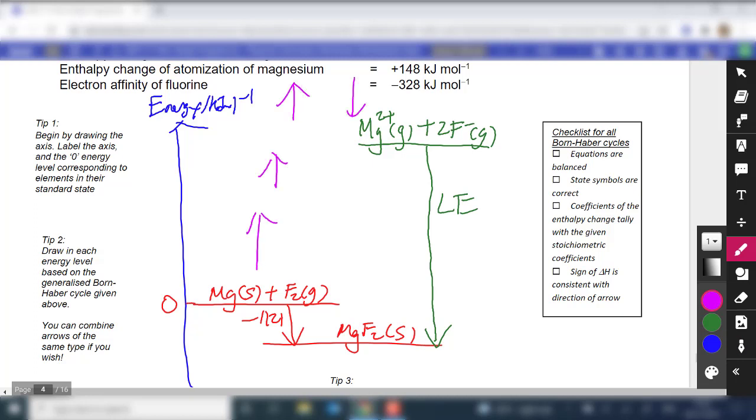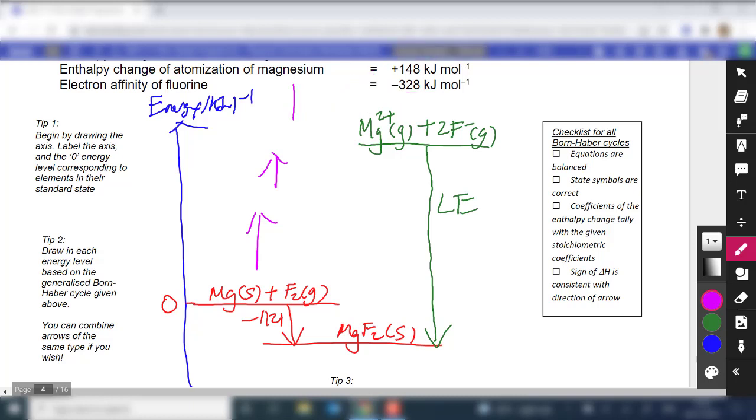The reason why we go up and up is because we are introducing energy. Number 1, to atomize the relevant elements. Number 2, we need to eject electrons from the gaseous metal atom. And then after that, the final exothermic term is because of the electron affinity, which you can see here is negative 328 kilojoules per mole.